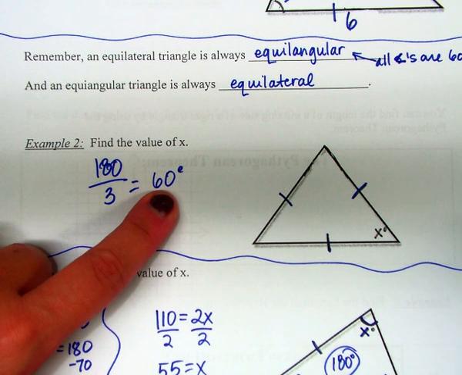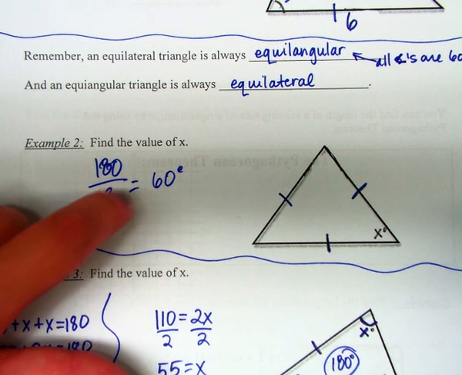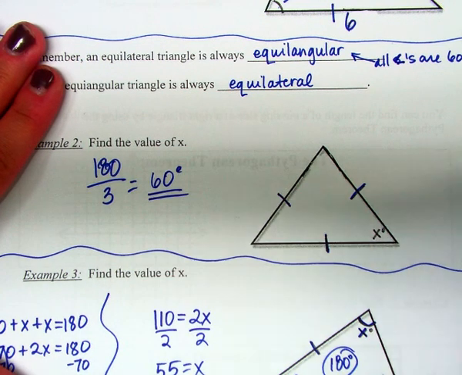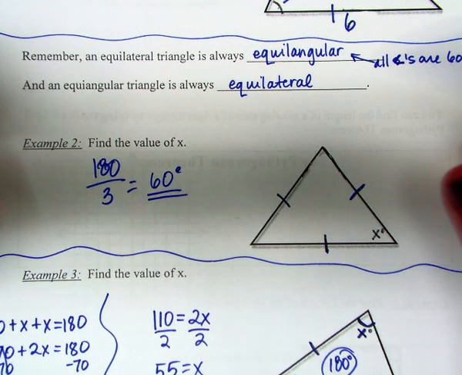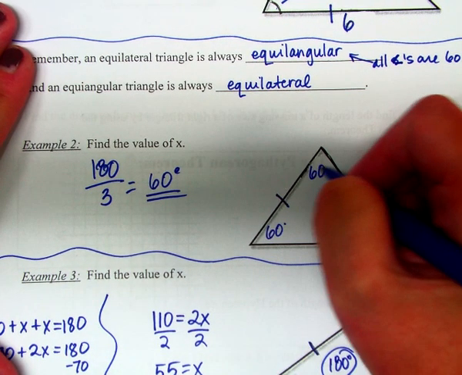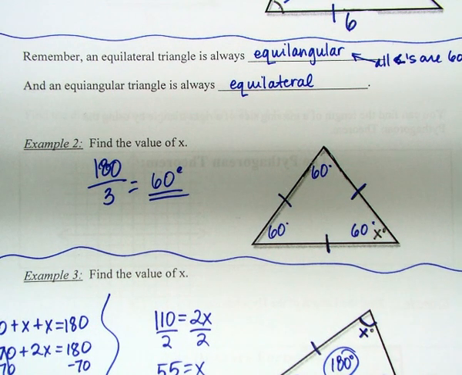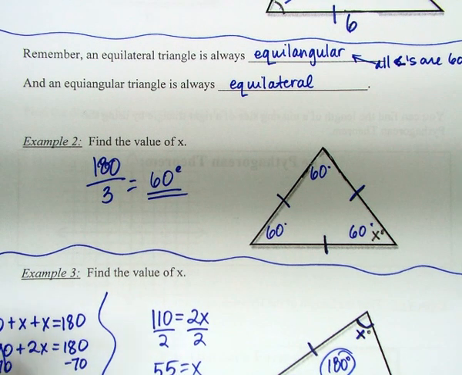Any time for the rest of your life and the rest of this class that you encounter an equilateral triangle, you're always going to have a 60-degree measure for every single angle. That's kind of how that works out. All right, that's all for the notes today. Make sure you get all of that copied down. And you can hit stop.